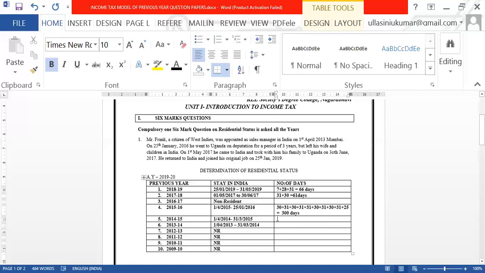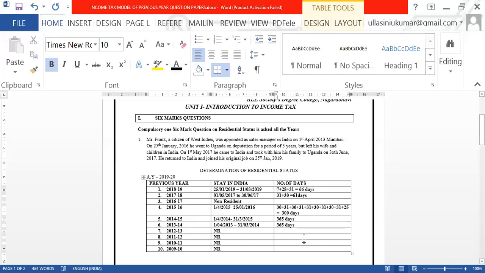Okay. Then the next year, that is 2014-15, he has stayed for the entire year. So that makes his stay 365 days. And the same goes for 2013-14. He has stayed in India for the entire year. So it will be 365 days.